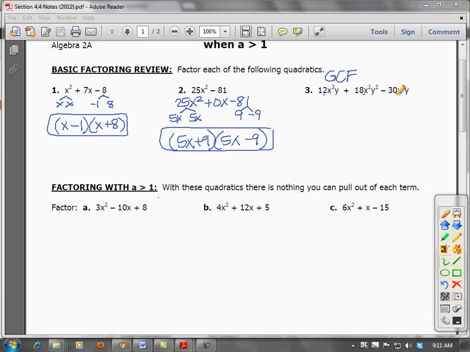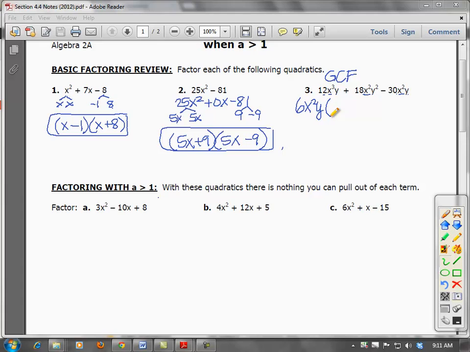Well, 12 is 6 times 2. So can I take a 6 out of 18? Yes. Can I take a 6 out of 30? The answer is yes. So I'm going to pull a 6 out. And then we look at your x quantities. This has 3 x's. This has 2 x's. This has 2 x's. So they at least have 2 x's, so I'm going to pull out an x squared. And this has 1 y, 2 y's, 1 y, so they at least all have 1 y, so I'm going to pull that out as well.